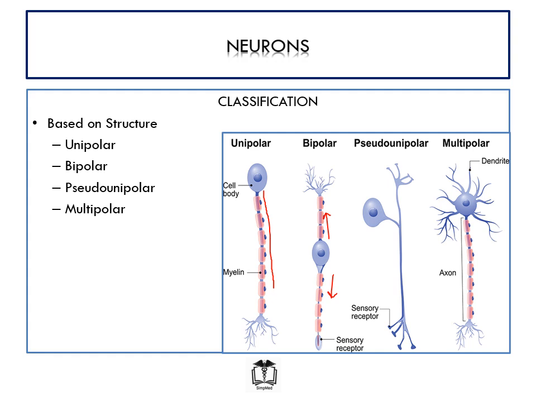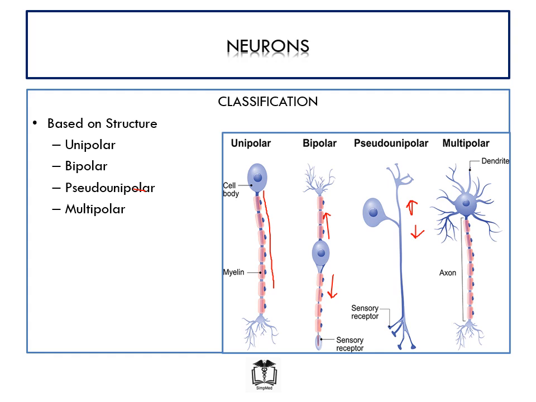Then we have the pseudo-unipolar neurons. Pseudo-unipolar neurons are unique in the sense that they appear to have just a single process, but this single process that emerges from the cell body eventually branches to form two processes. That's why we call them pseudo-unipolar. They appear to be unipolar, but that singular process coming out from the cell body branches off into two, one going centrally, the other going peripherally. So one receiving, the other giving.